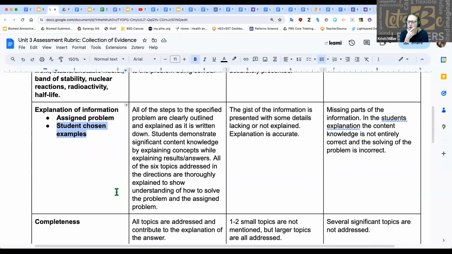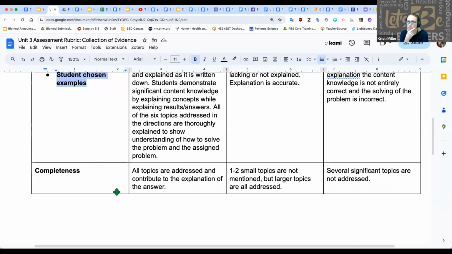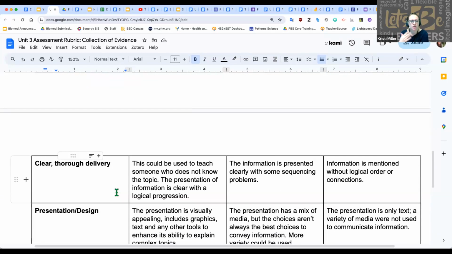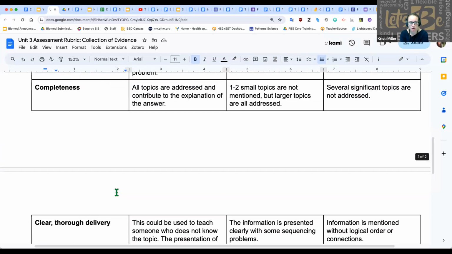It's called a whiteboard explanation. I would give them an assigned problem, and then they would film themselves explaining out the solution to the problem. I'm really listening for context and content. That's what I'm evaluating, is really their explanation. So that's another version that you could do.